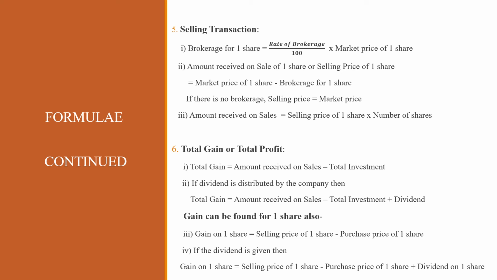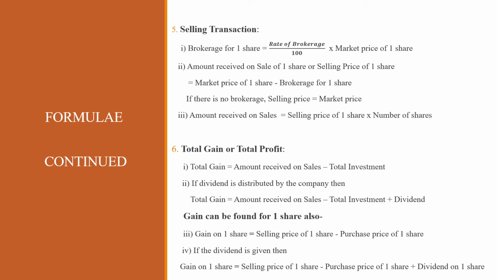So far, we have seen the buying and selling transaction as well as dividend calculations. The next step is obviously finding the gain and the rate of return on investment. The total gain, or which is also known as the profit, is given by amount received on sales minus total investment. If the company has distributed dividend, then the total gain is equal to amount received on sales minus total investment plus dividend.